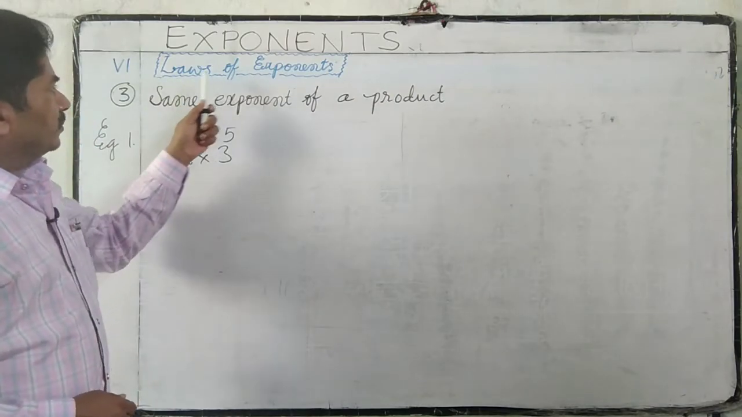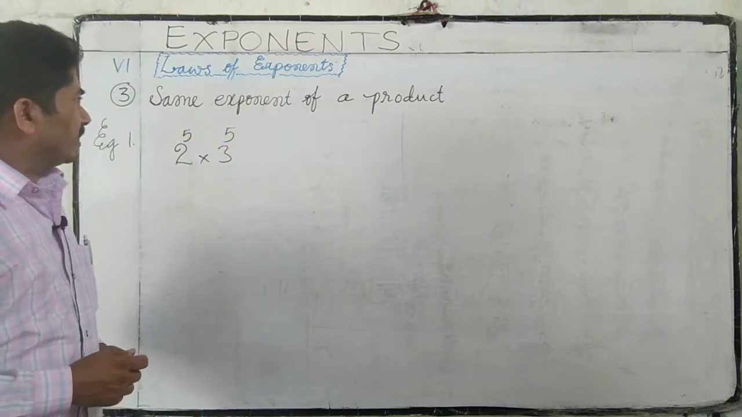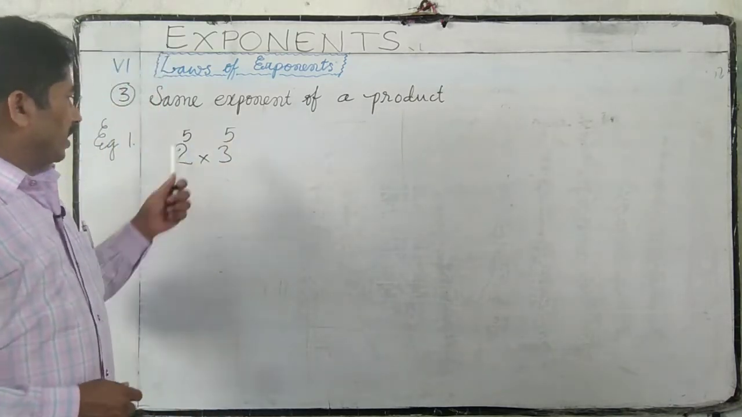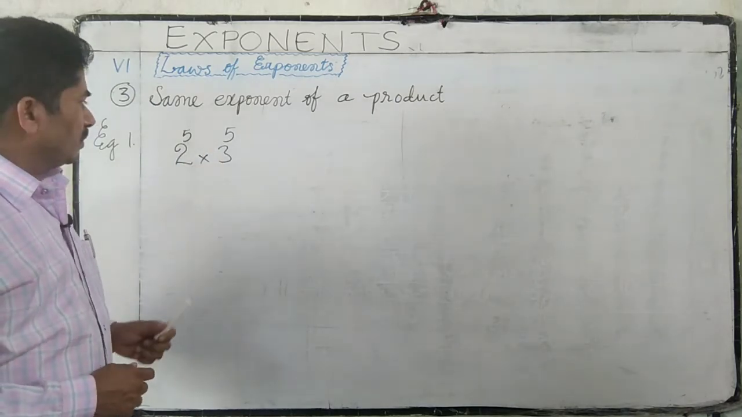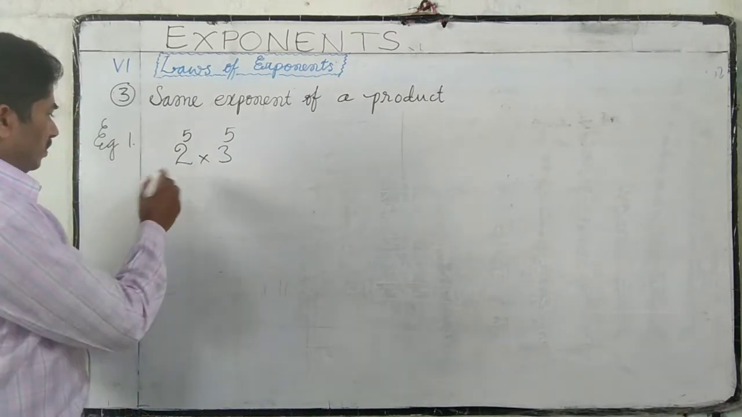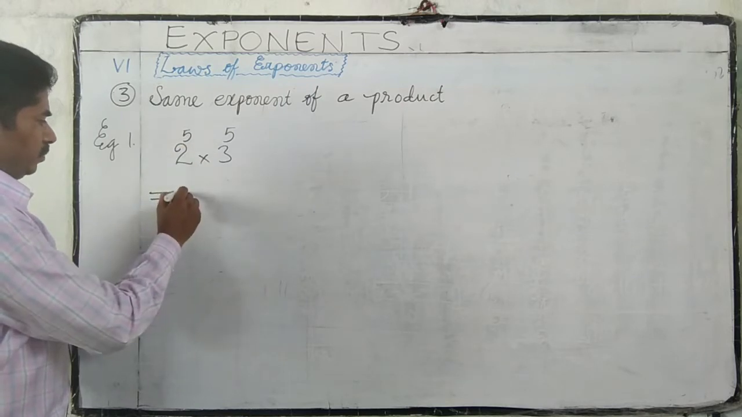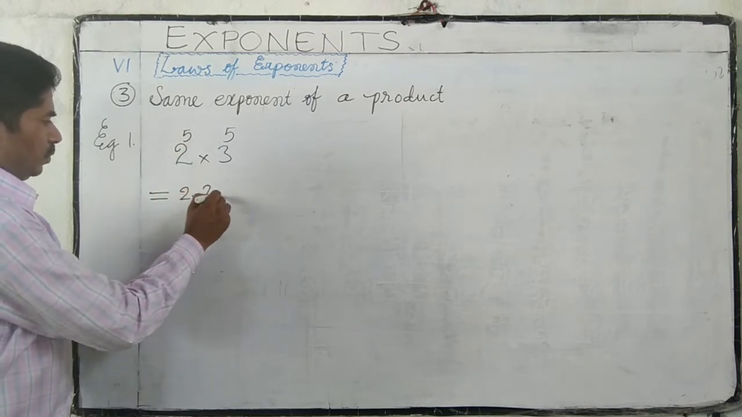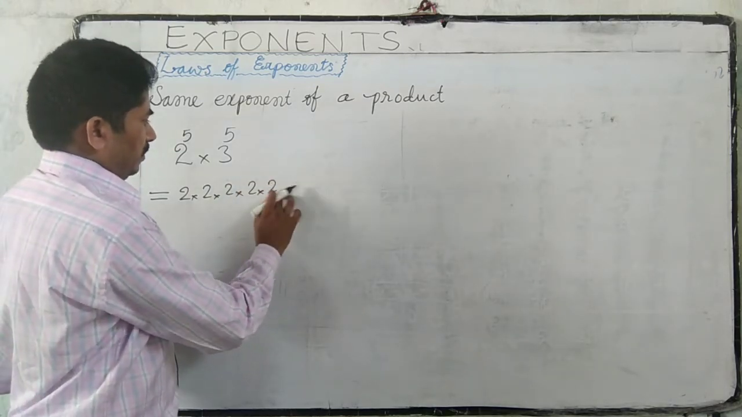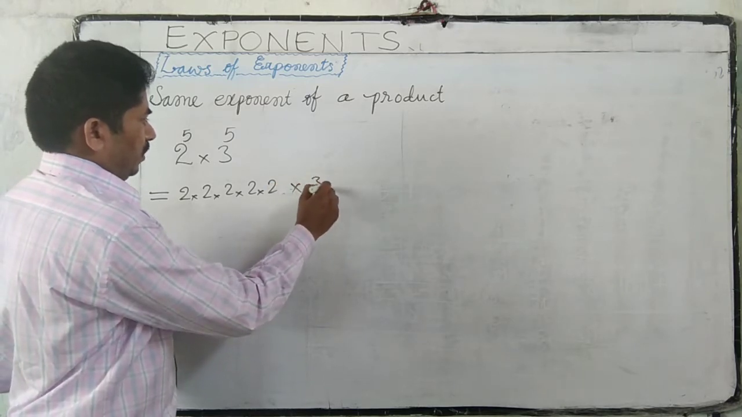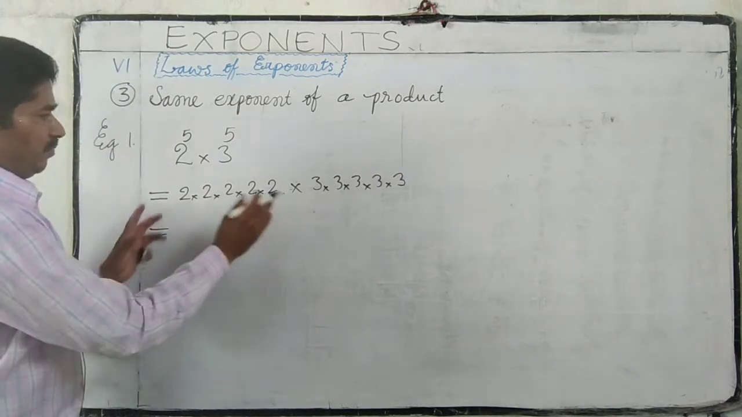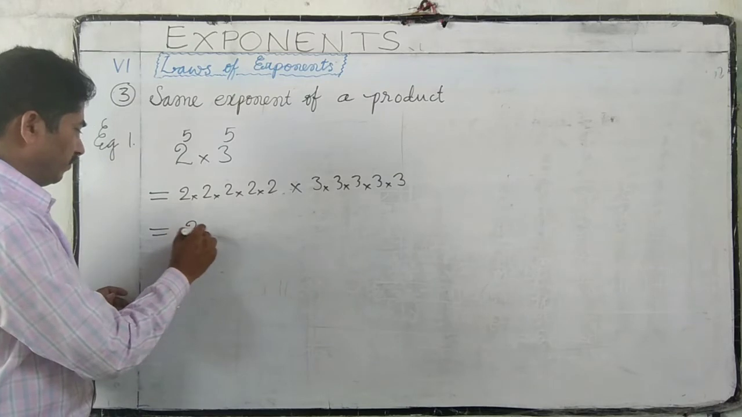We are learning laws of exponents. In these laws of exponents, this is the third one, same exponent of a product. Here we have same exponents. Bases are different. We can expand this 2, 5 times: 2 into 2 into 2 into 2 into 2, and 3 into 3 into 3 into 3 into 3. We can make pairs of 2s and 3s.